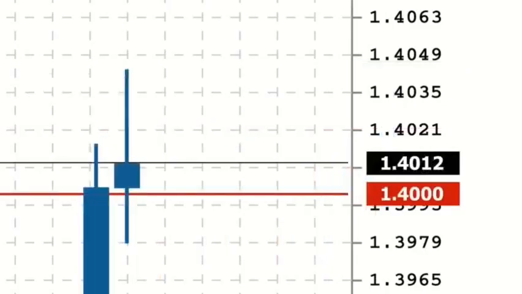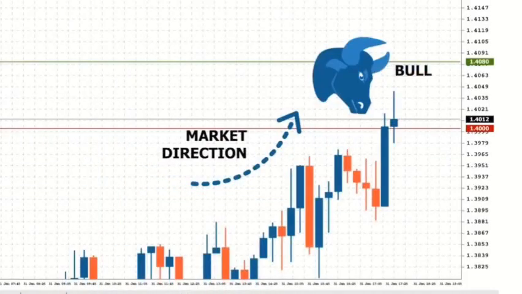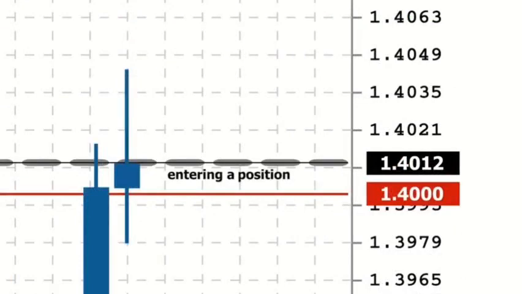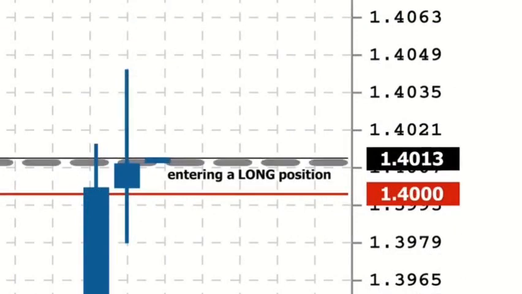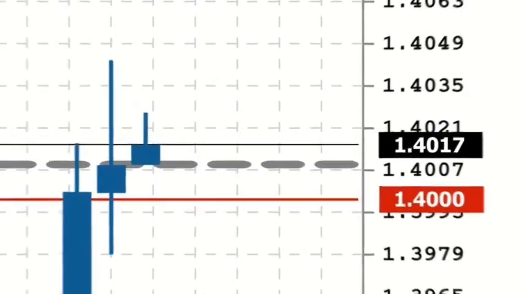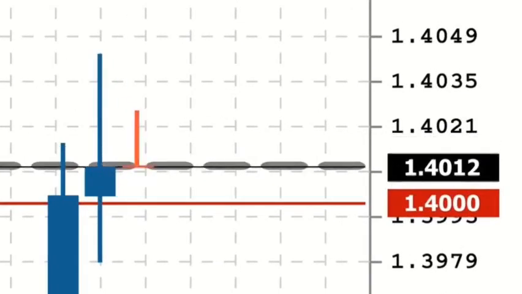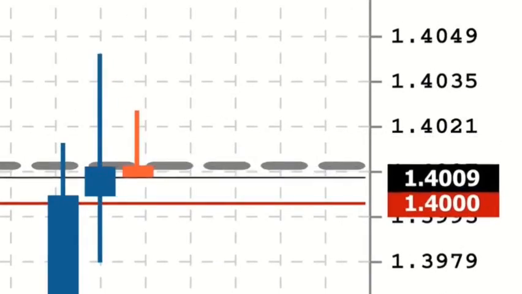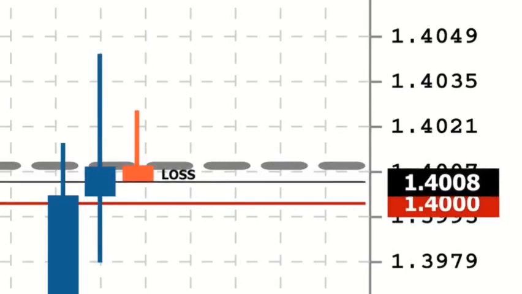The price is 1.4012 and you are a bull because you think it will continue going up. So you enter a position. Because you buy, you have opened a long position. Okay, the candle goes up to 1.4025, but oh no! The price is going down. The price has reached 1.4009 and you are now making a loss.